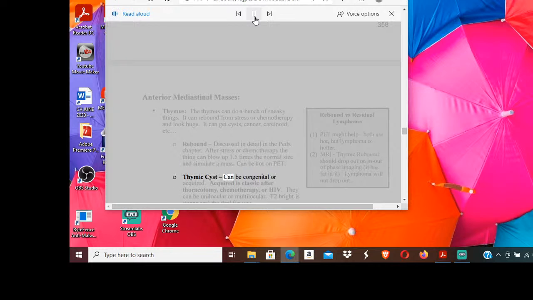Thymic cyst, can be congenital or acquired. Acquired is classic after thoracotomy, chemotherapy, or HIV. They can be unilocular or multilocular. T2 bright is gonna seal the deal for you.